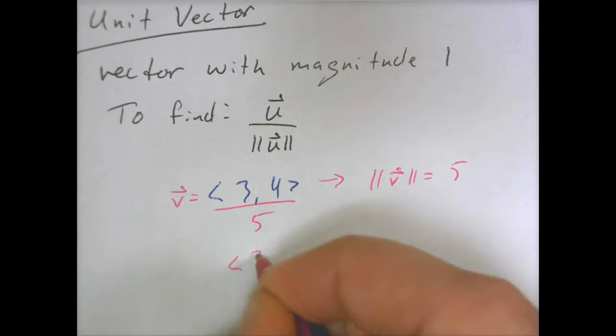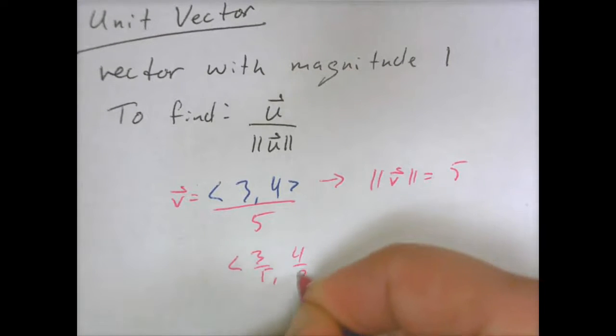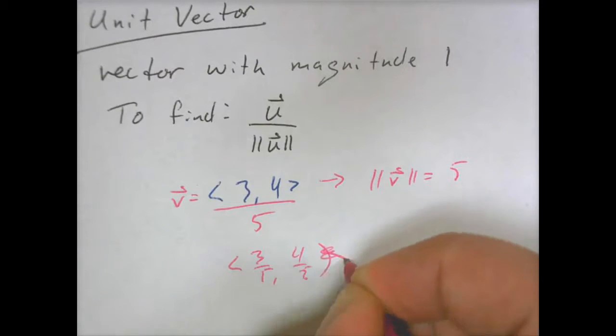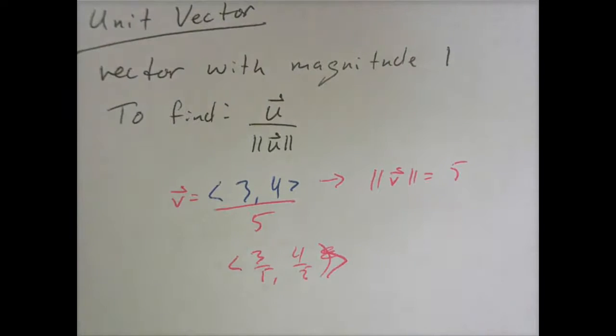So then I would have 3/5 and 4/5. Oops, not a parentheses, that thing. But there would be your unit vector. So let's look at an example of this.